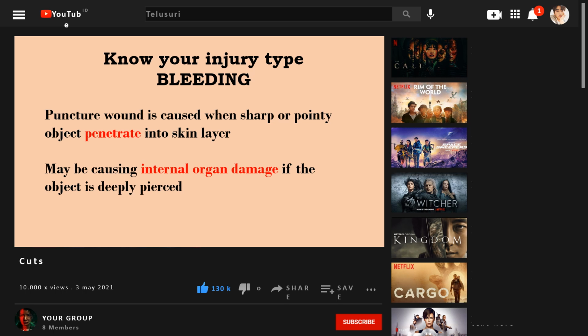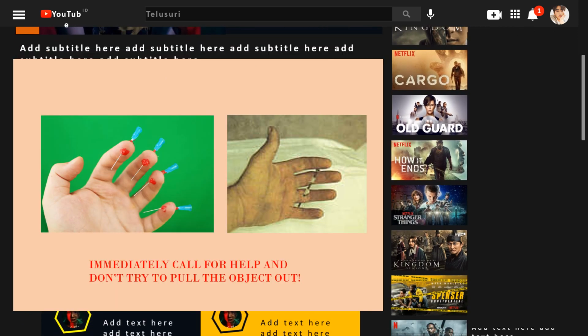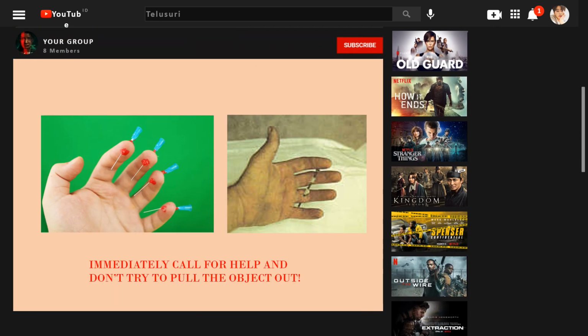Another common bleeding that you can acquire when handling experiments is a punctured wound. A punctured wound is caused when a sharp or pointy object, such as a knife, scissors, or anything long that is sharp or pointy, penetrates the skin layer. It may cause internal organ damage if the object is deeply pierced. So, this is an example of a punctured wound.